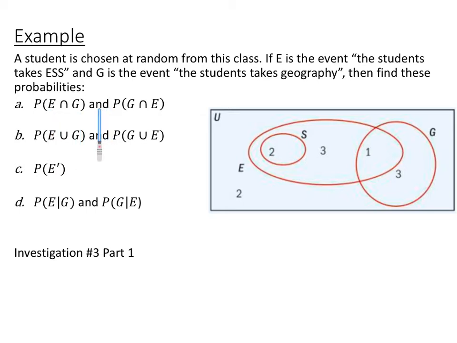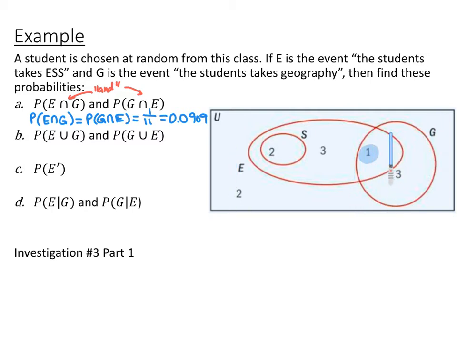And then the other way around, it says the probability of G intersect E. So the probability that a student is taking both geography and ESS. So go ahead and pause the video and find those. So the first one says the probability of E intersect G and G intersect E. So the order doesn't matter. It's going to be the same thing. It's going to be the students who are taking both ESS and geography.